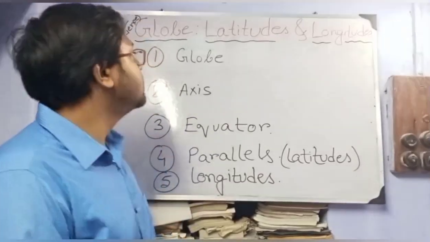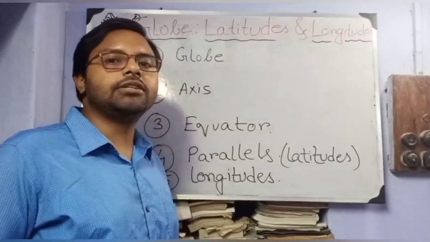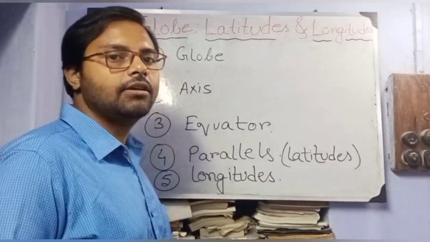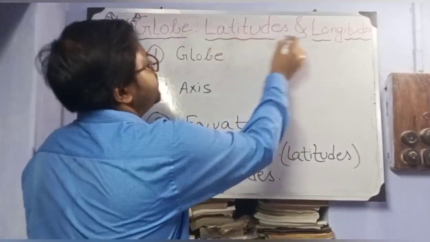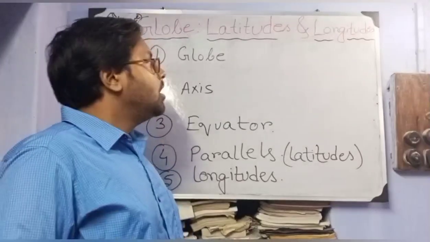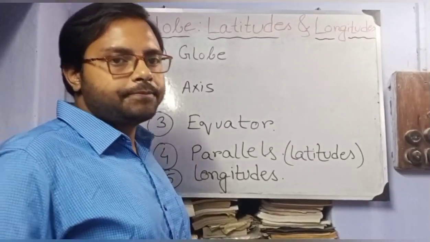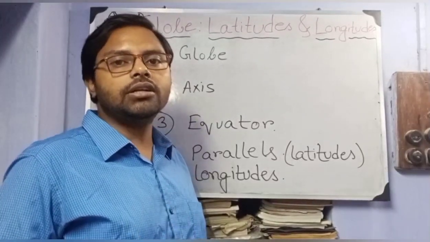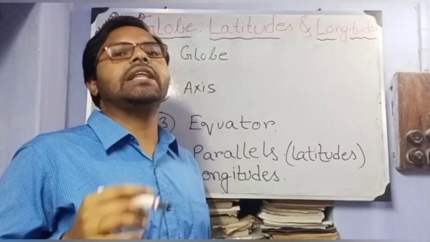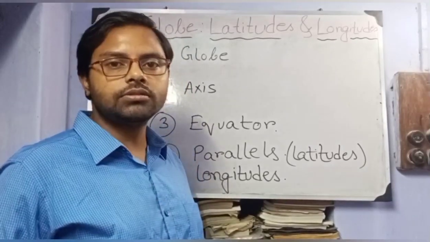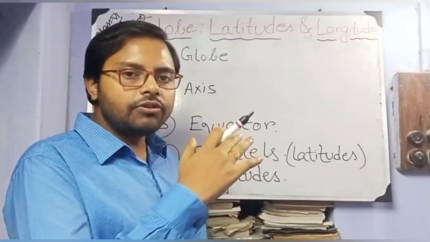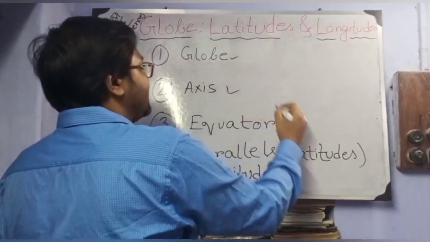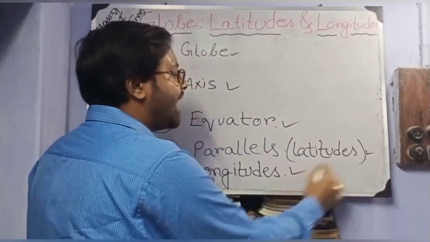Today we will discuss the second chapter of Geography under the Social Science subject of Class 6, that is Globe, Latitudes and Longitudes. This chapter deals with the basic facts, the basic shape of the Earth and its imaginary lines, time zones, etc. From the first step, we will discuss the globe, axis, equator, parallels or latitudes, and longitudes.